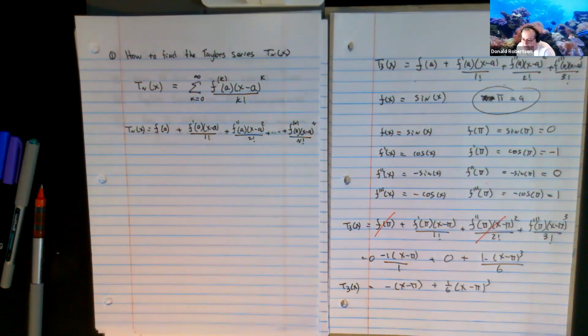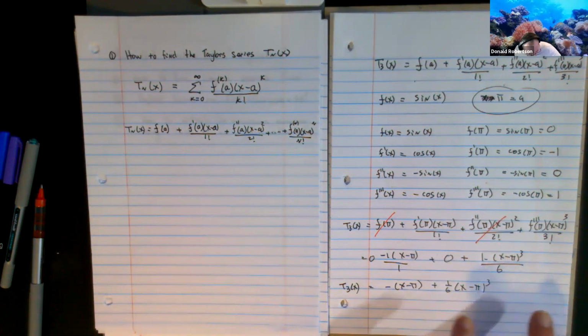Find a function, find the first, second, third. If they wanted T4 of x, wouldn't you just do more derivatives? If they only wanted T2 of x, wouldn't you do fewer derivatives? And quite a lot of them might be zeros, in which case those terms just disappear, right?